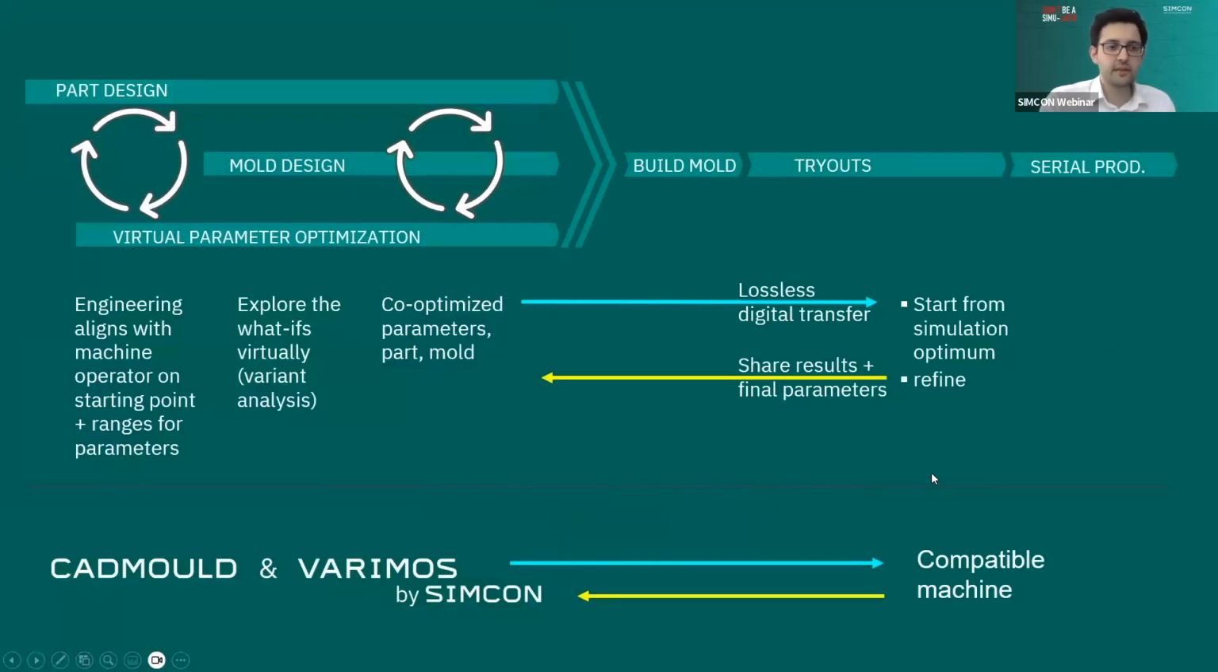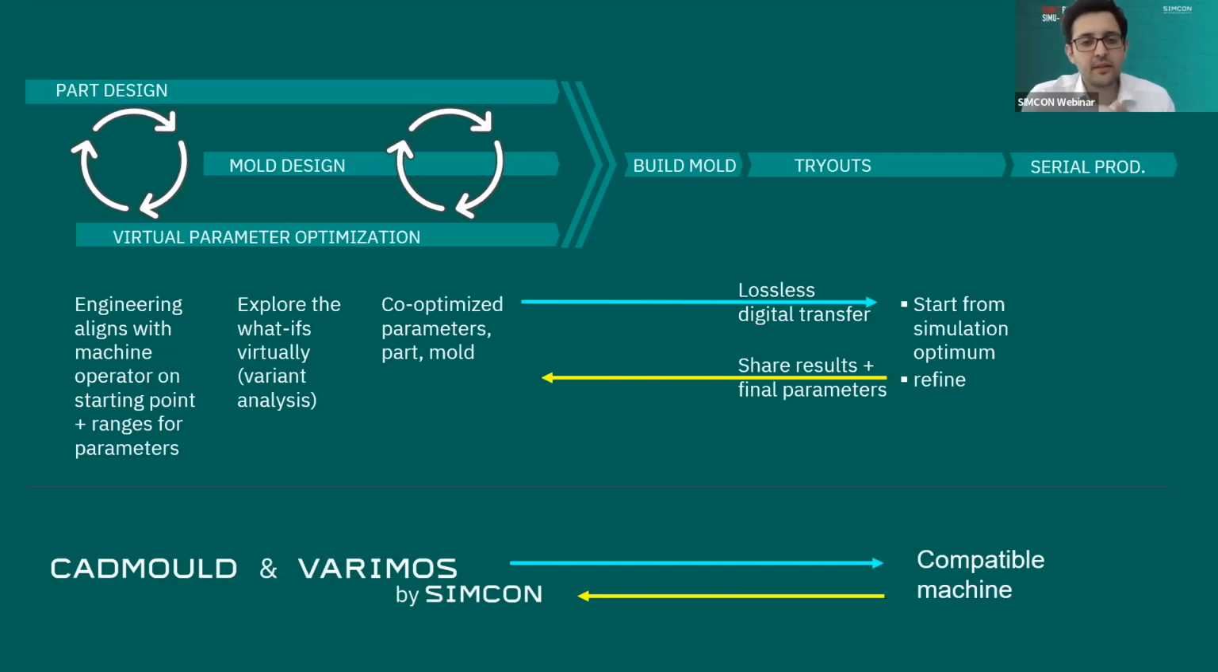To sum up, the development process is mostly as shown here, with the part design, the mold design, and virtual parameter optimization. In these steps, the engineering aligns with the machine, or it develops the part, develops the mold, develops or chooses the right machine, and then gives this to the mold makers to build the mold and hold the tryouts, and then at the end go to serial production.